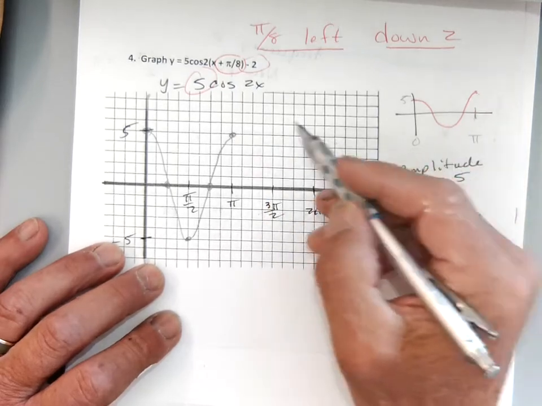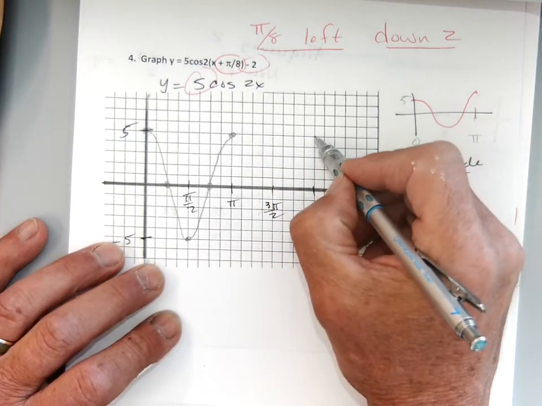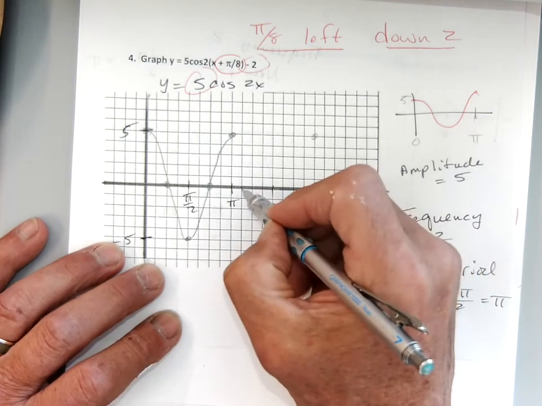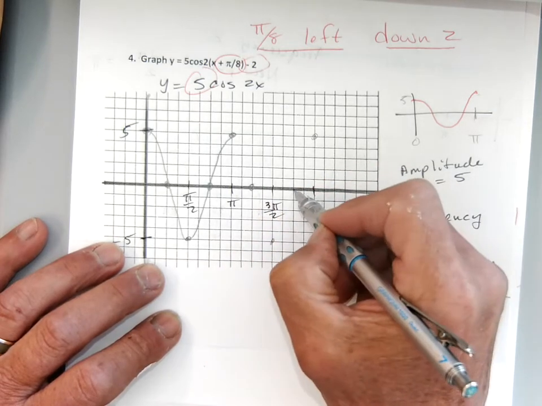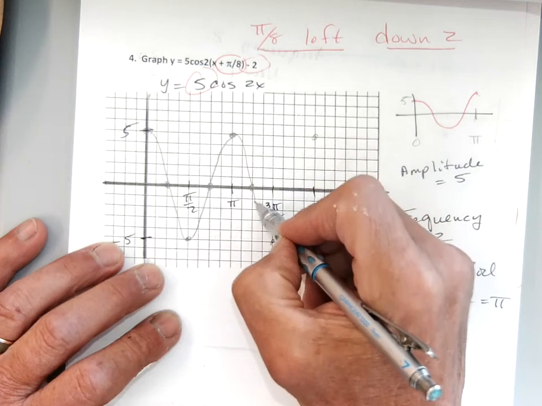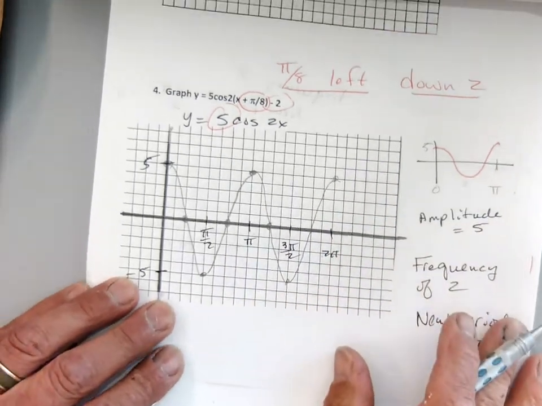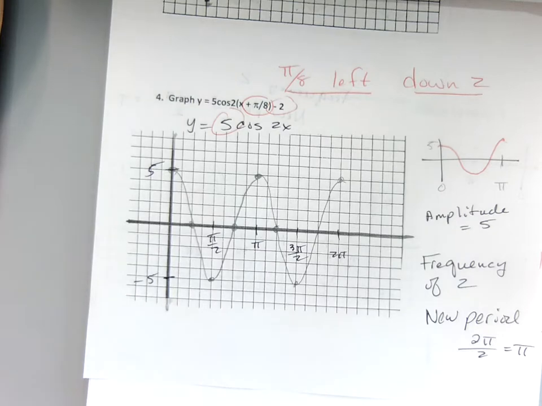Okay, so it starts at 0, up at 5. It's going to end at 5. Halfway through, it's going to be down at -5. A fourth of the way through, it's going to be here and here. So I'll go ahead and put in my second curve. All right. Now I put it in pencil because the last thing I'm going to do is my shift. I'm going to do a shift to the left and a down.